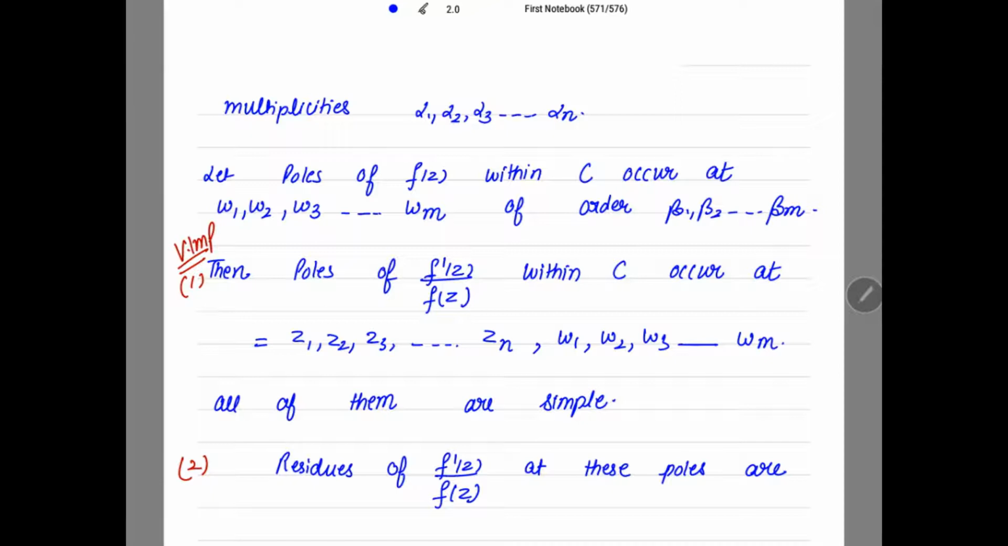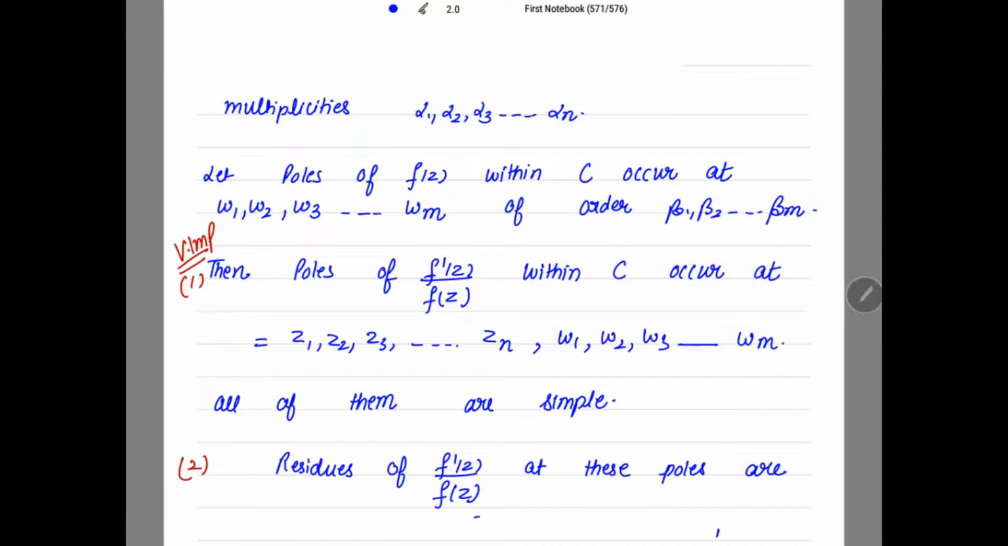Alright. Second, what is the residue of f'(z) over f(z) at these poles? Whenever we are talking about the poles and they have the orders beta 1, beta 2, beta 3, up to beta m, what will be the residue? The negative of the order. That means minus beta 1, minus beta 2, minus beta 3, right? And any other residue? Of course, when we talk about the multiplicity, we are having the same residue as alpha 1, alpha 2, alpha 3, alpha n. Check your recall remark number 2 and remark number 3.